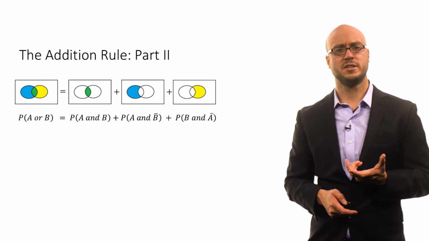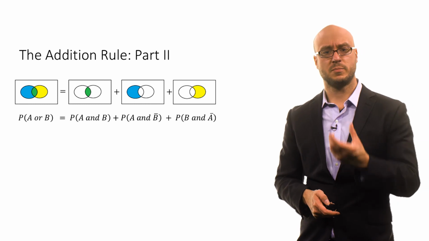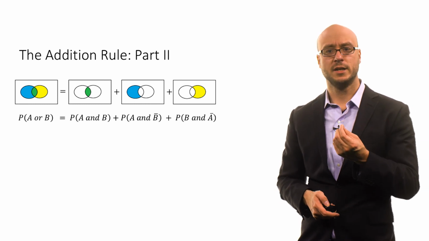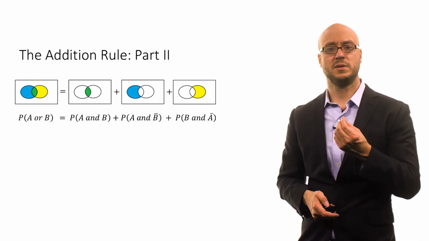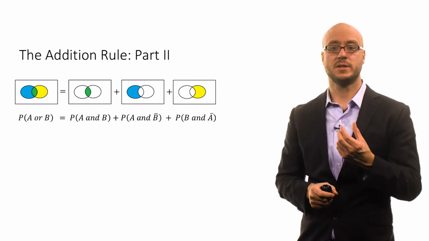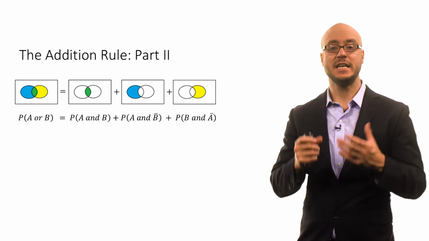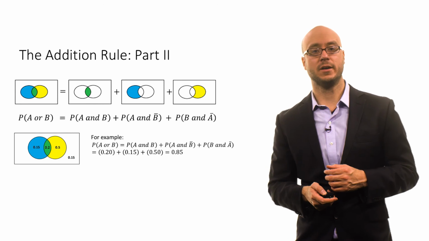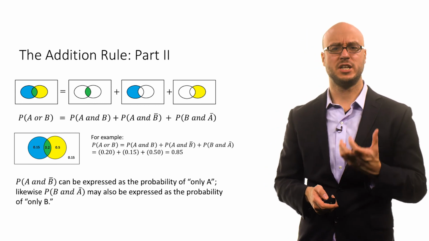You can also re-express the addition rule in this way. You can say that the probability of A and B occurring plus the probability of A and not B occurring plus the probability of B and not A occurring equals the probability of A or B. It's just a different way of expressing the addition rule.